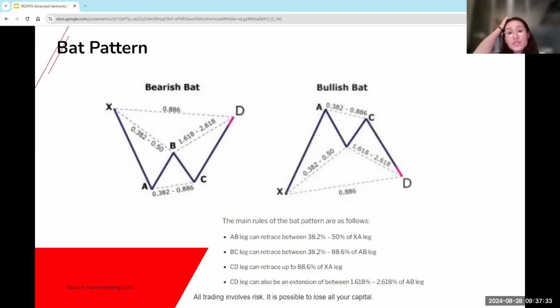Okay, so the difference between the Bat pattern and Gartley is that the Bat pattern emphasizes a deeper retracement in this AB and also a shorter extension in the CD leg compared to Gartley. So it's also considered to be more reliable than Gartley due to this deeper B retracement, which also allows for better risk to reward ratio.